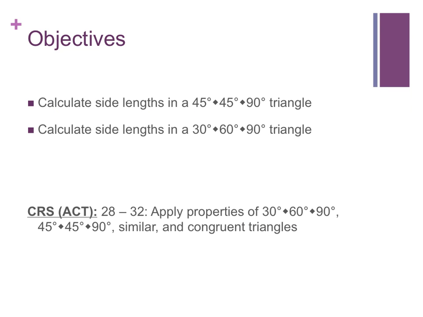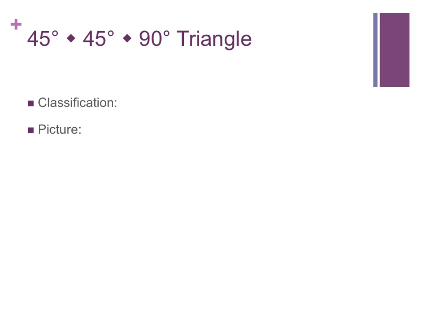First, a look at these special right triangles. We will calculate side lengths in a 45-degree, 45-degree, 90-degree triangle. And we are also going to calculate side lengths in a 30-degree, 60-degree, 90-degree triangle. You need to know both of these for the ACT. First one is the 45-degree, 45-degree, 90-degree triangle.